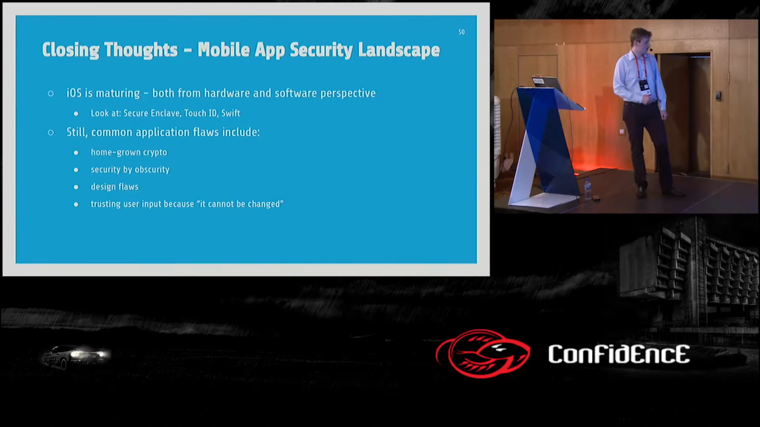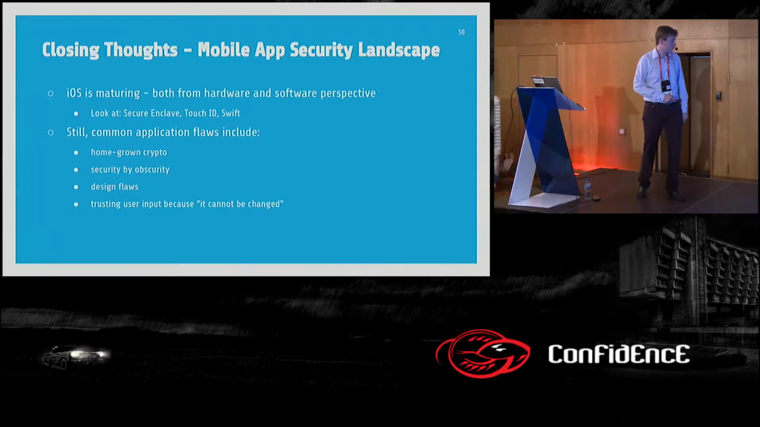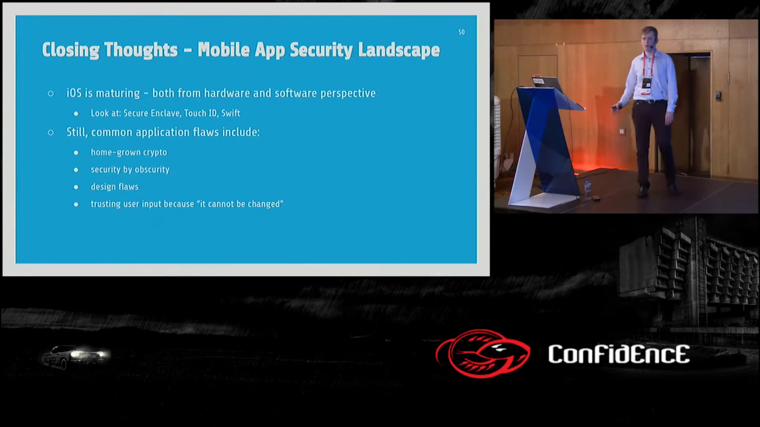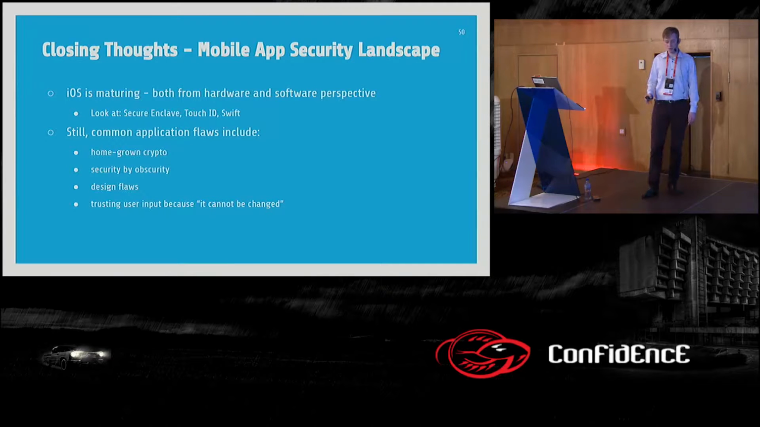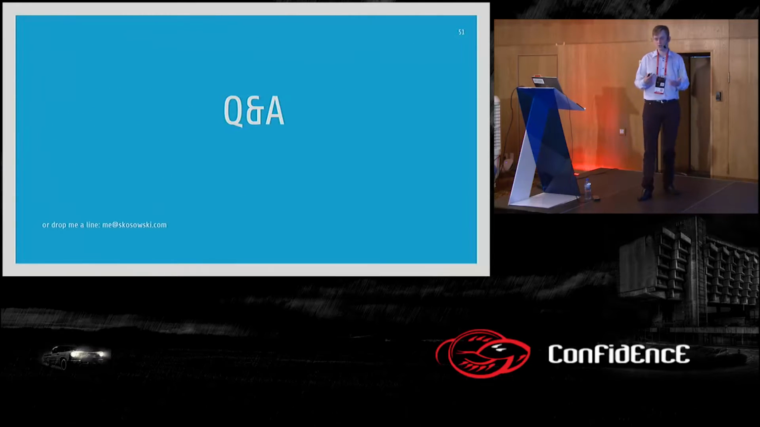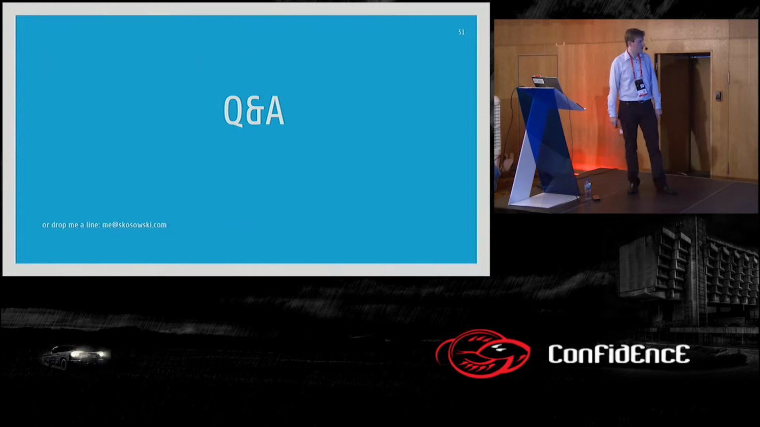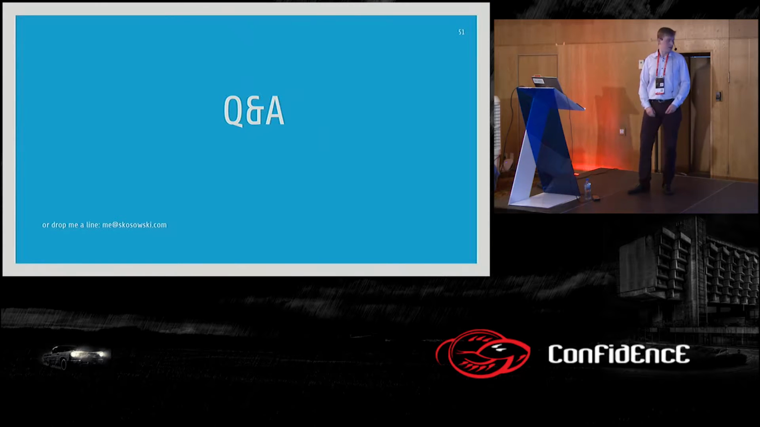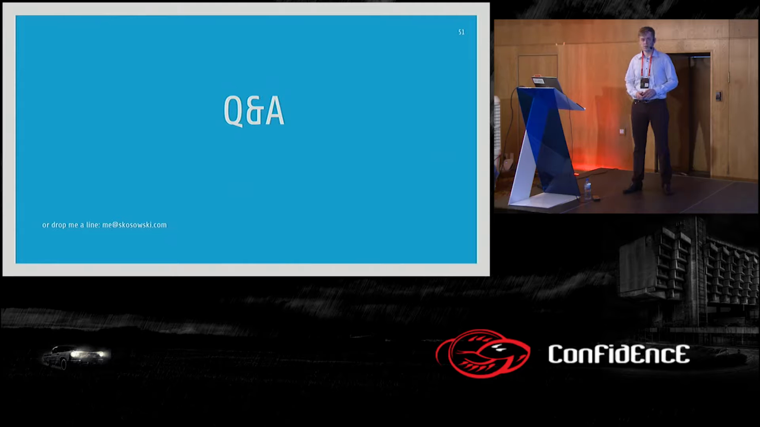Yeah, and so I think I said everything. This homemade crypto, security by obscurity. Developers often assume that no one can change the request made to the server, so it must be trusted, right? And you find SQL injection, you find privilege escalation, stuff like this. Right, so that's all from my side, and now questions from the audience.